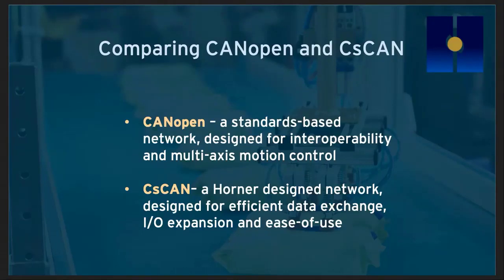So CANopen is a standards-based network, so designed for interoperability. So having multiple devices from multiple manufacturers all talking to each other and being integrated in the same application. It was also designed for motion control, so it works very well whether it's single axis or multi-axis motion control. What was CScan designed for? Well, if you were with us the last couple of weeks, you'll probably remember that it's a Horner designed network. It was designed for efficient data exchange and for easy I/O expansion with good performance. So really two completely different design goals with those two protocols.